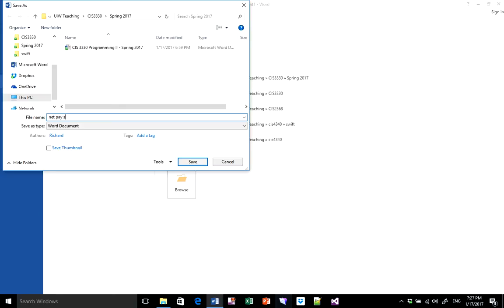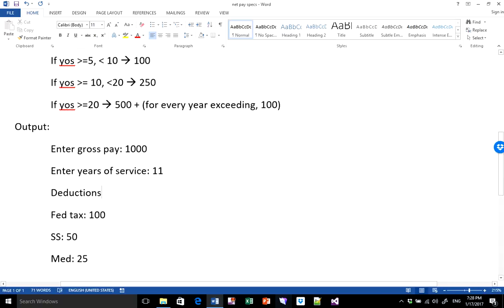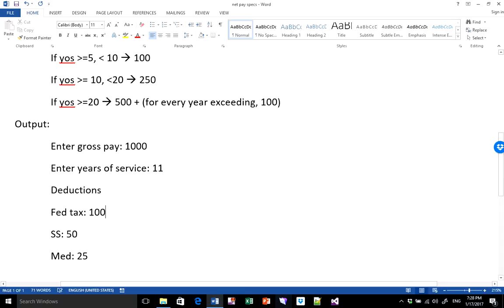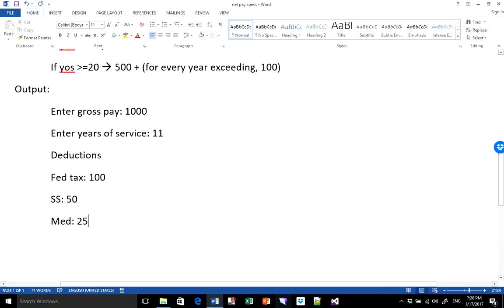Net pay specs. Years of service, let's say 25. And let's say 10 or 11. Deductions, federal tax. Medicare is 3%, so this will be 30. And total deductions, this will be 180.